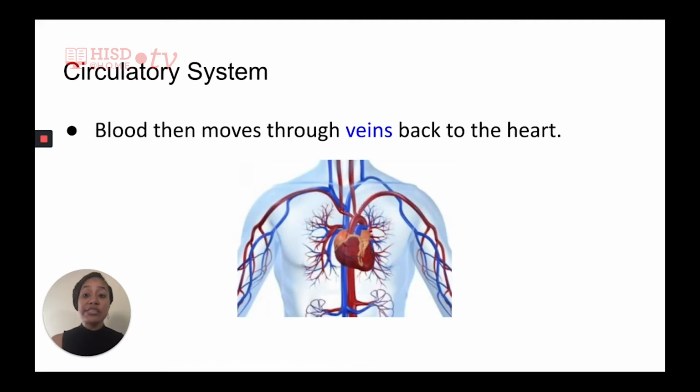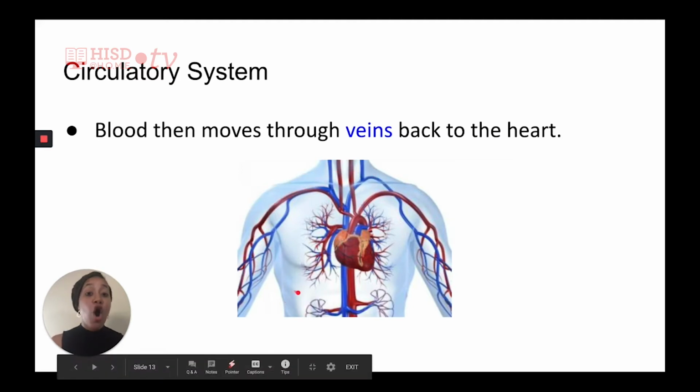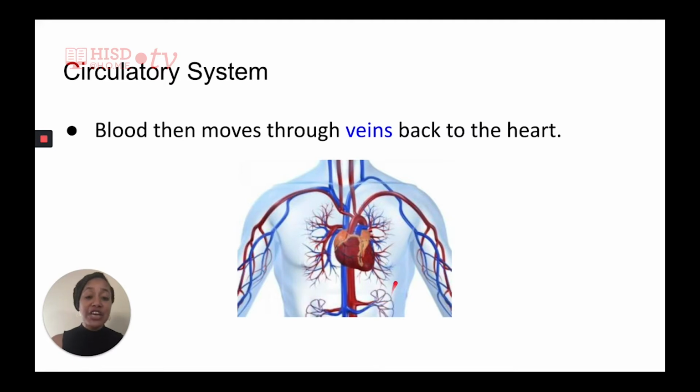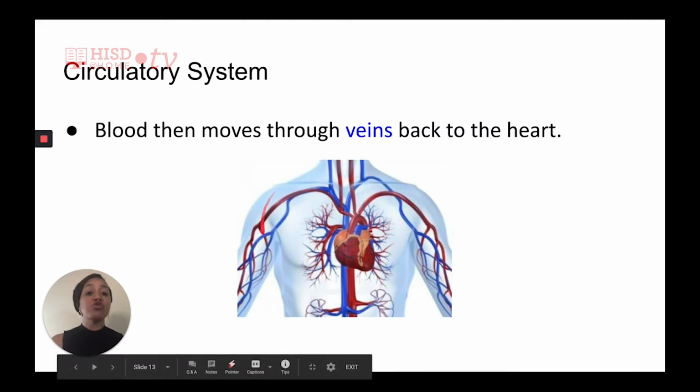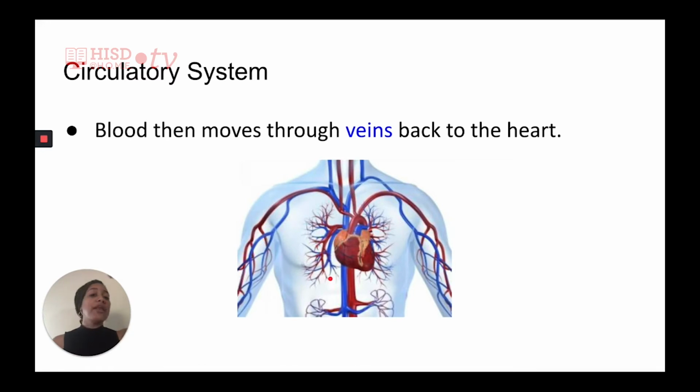The circulatory system. Again, blood then moves through the veins back to the heart. So the arteries carry the blood away from the heart and the veins carry the blood back to the heart. Now remember, blood is circulating, carrying oxygen and food and other materials throughout the body. It's going up and down, up and down, up and down. Our veins carry blood back to our heart, and our arteries carry blood away from our heart.